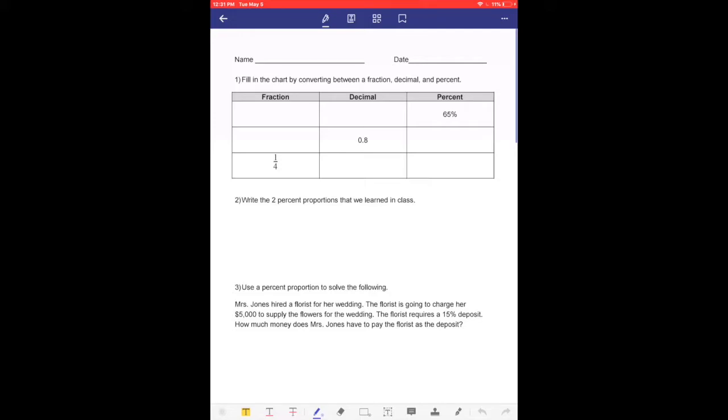Everyone. Today we're going to go over the review sheet. Question 1. Fill in the chart by converting between a fraction, decimal, and a percent.